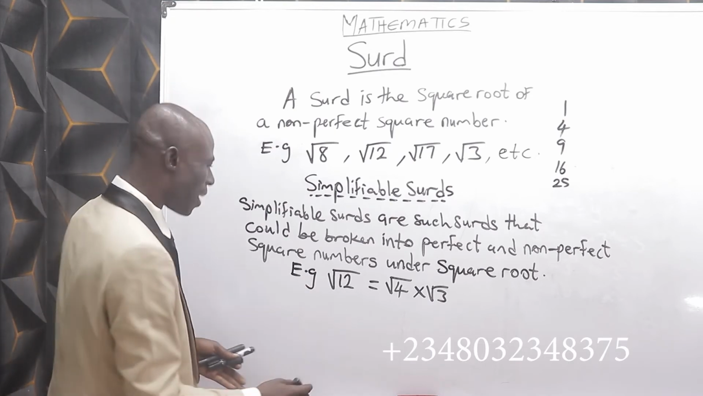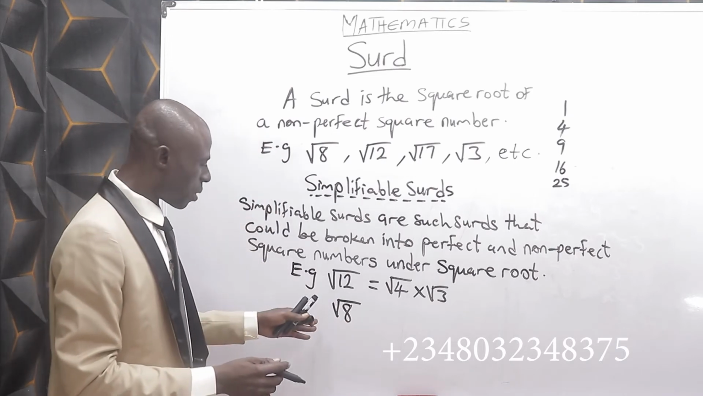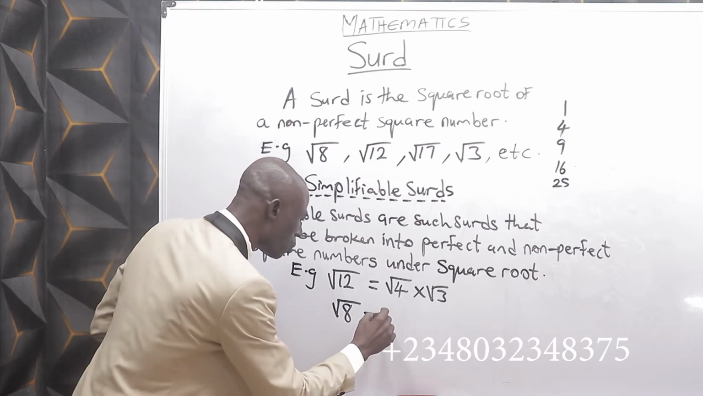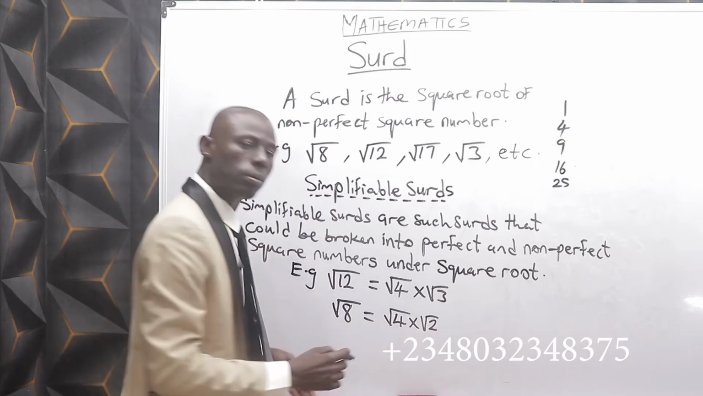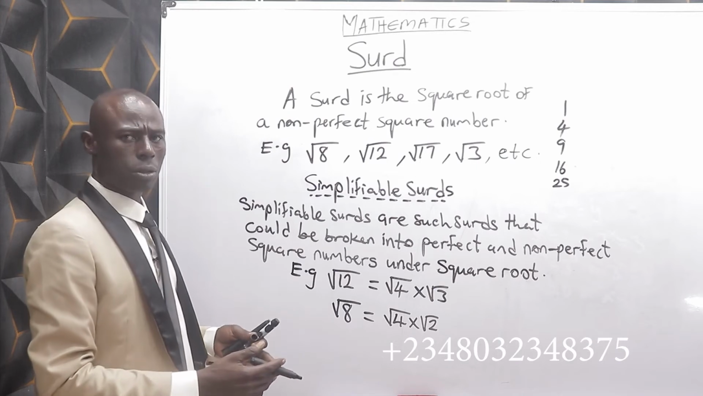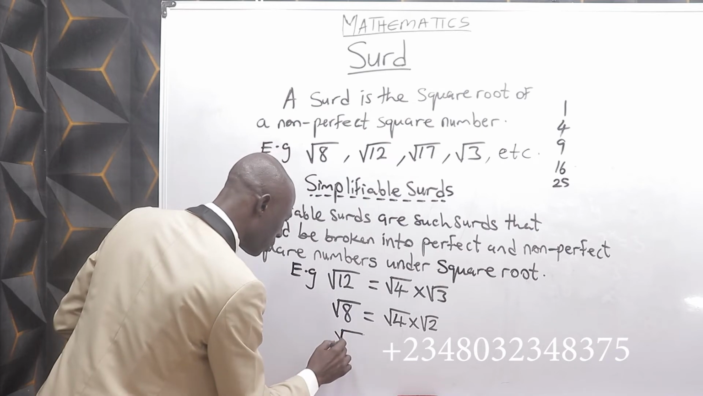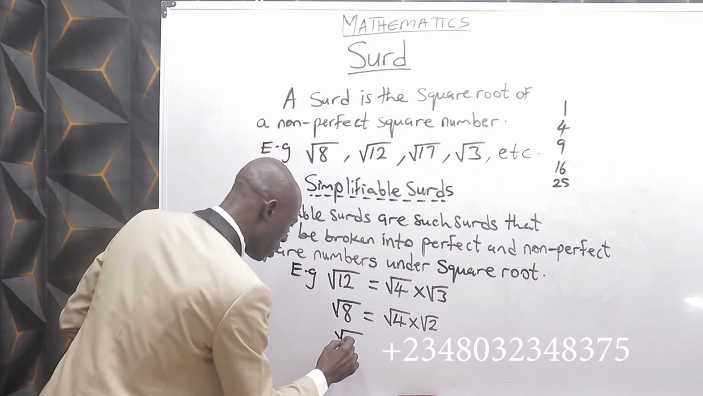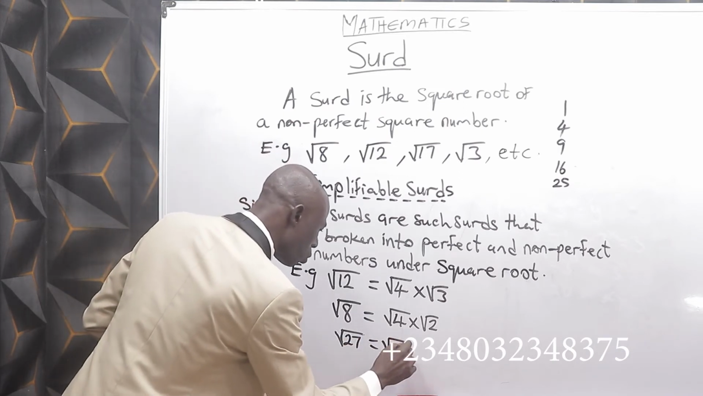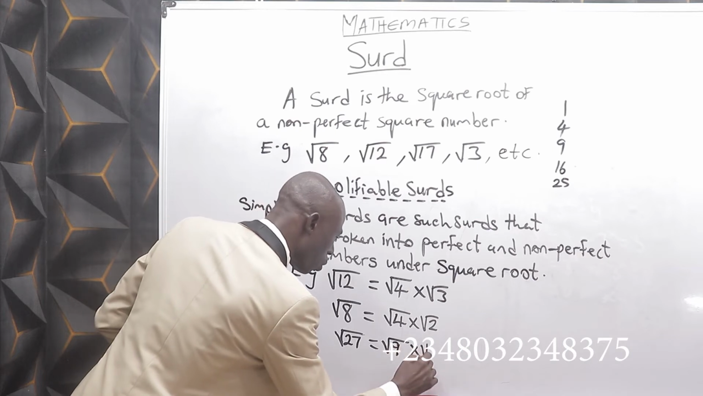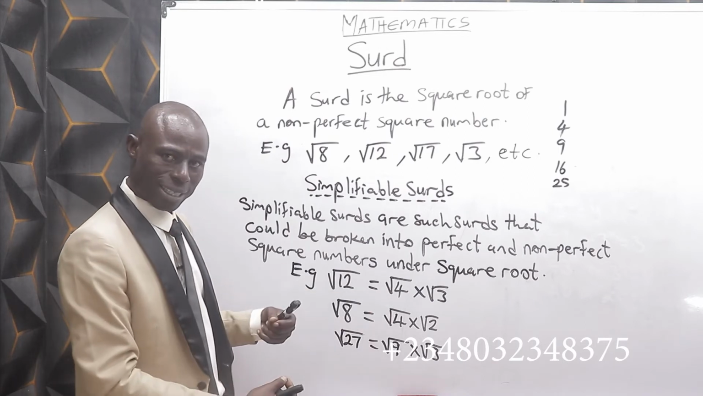I hope you understand. Another one is square root of 8. It's a simplifiable surd, which could be broken into square root of 4 times square root of 2. That's a simplifiable surd. You can see another one, if you care to get further. Another one is square root of 27, which could be broken into square root of 9 times square root of 3.